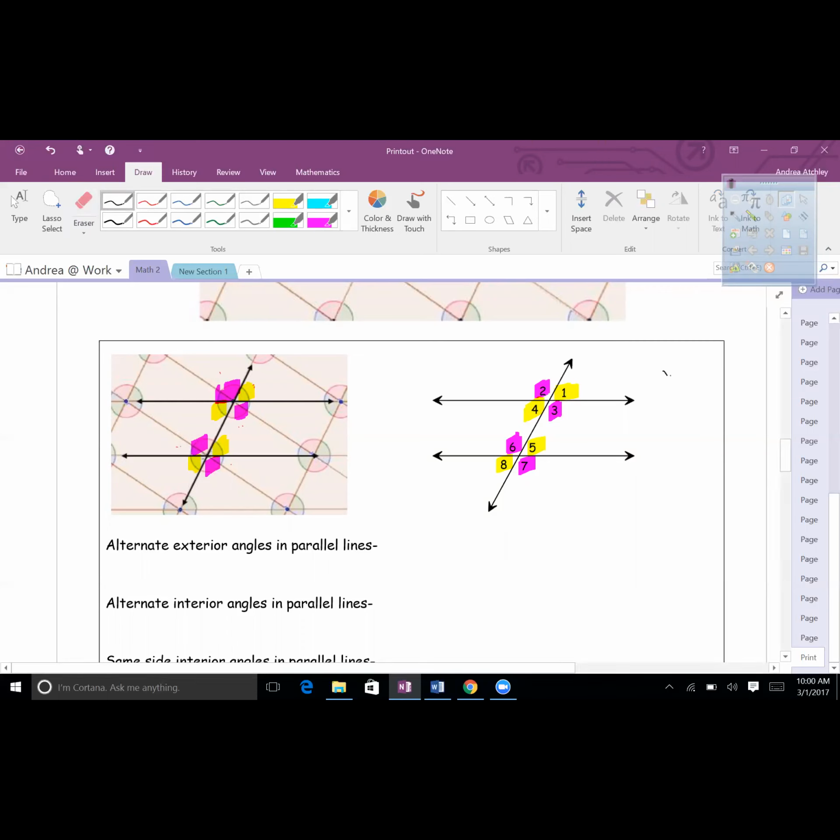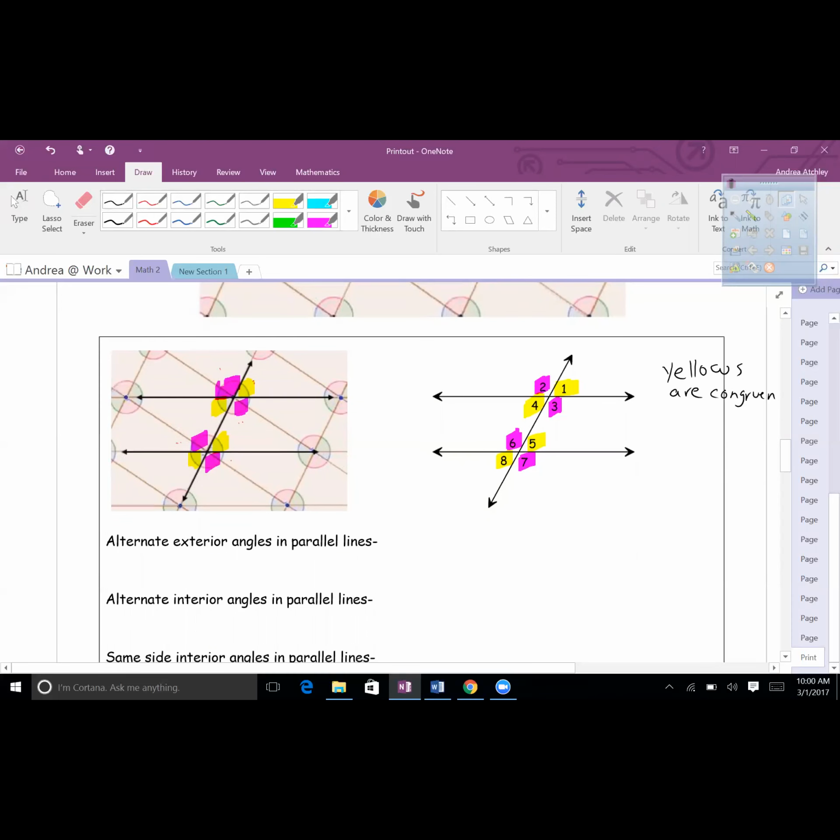So what we see here is that yellows are congruent to each other. Let's see. Okay, and then the pinks are congruent to each other. However you color coordinated them, you say. So if you have different colors, tell me which colors are congruent to each other. What do we notice about the yellow and the pink together?